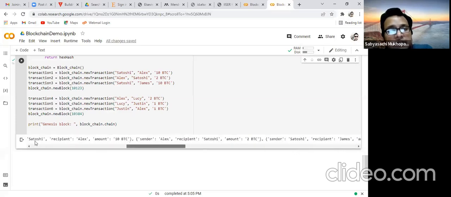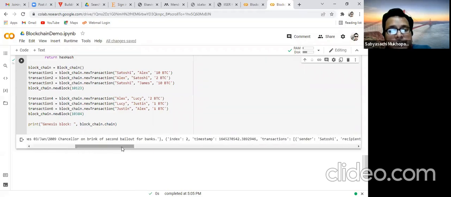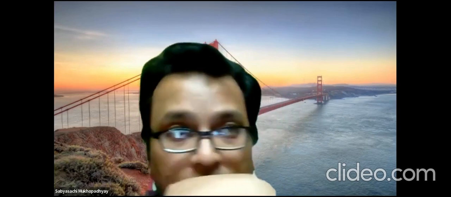So you can see the different blocks: we started with the genesis block, then the following blocks, index two and index three, with the corresponding timestamps and details of the transactions. Every detail you can generate. I am also sending you the code in your comment box section. All of you are requested to reproduce it. I think this is a huge block of code.